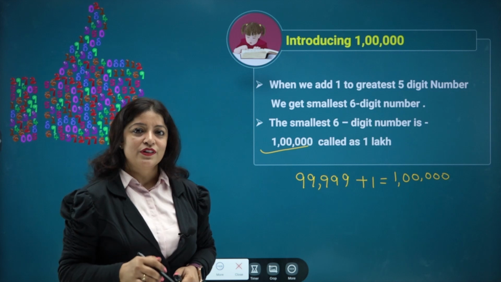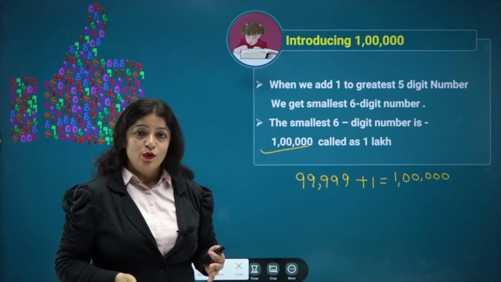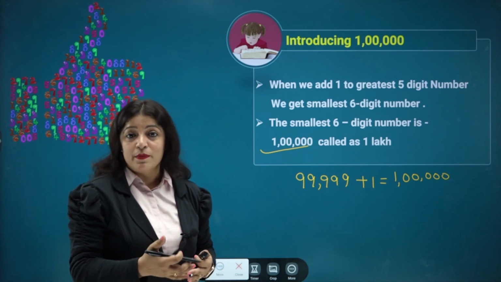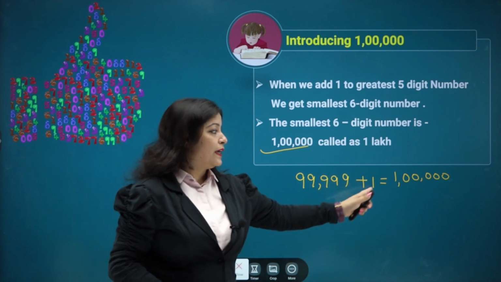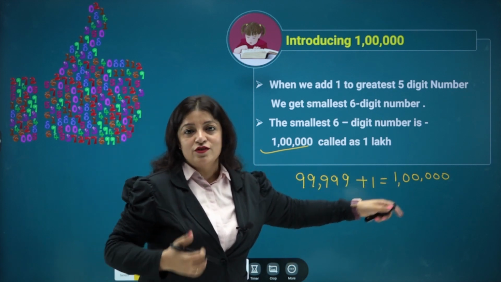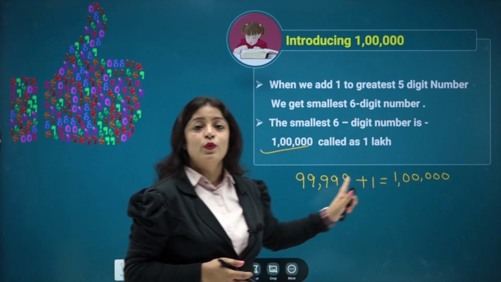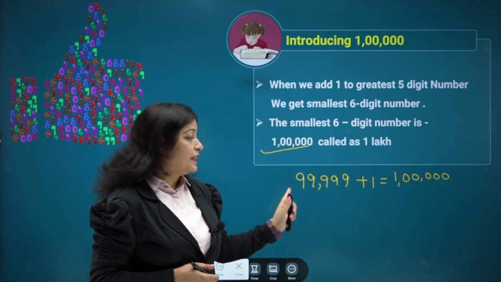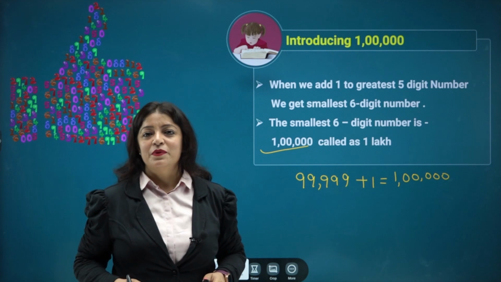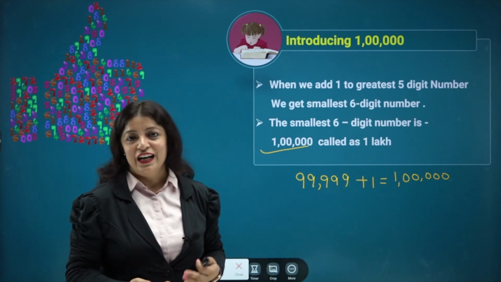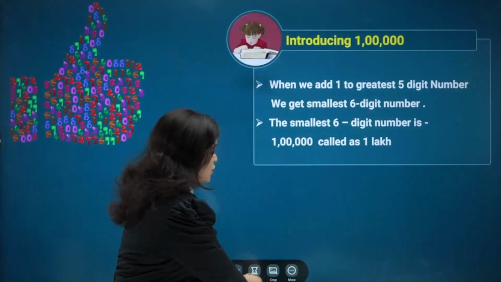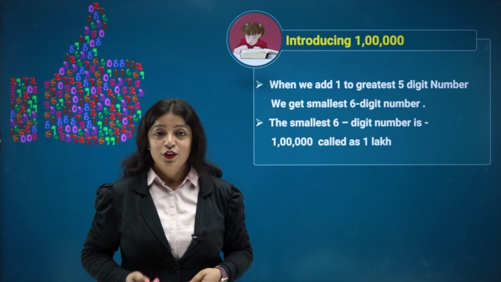I hope it is now clear to you. So you can find out by which number when we add 1 to it we get the smallest 7 digit number. So to get the smallest 7-digit number, we need to add 1 to the greatest 6-digit number, and the chain will continue in this manner. So just try the same on your own also.